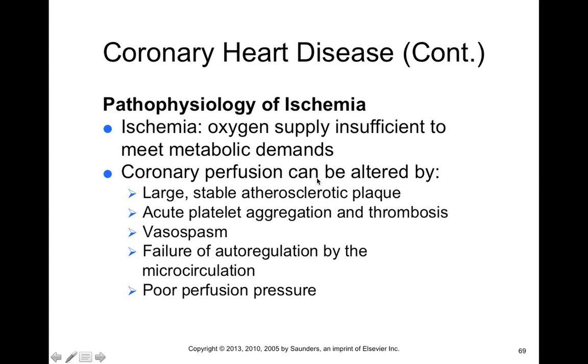Now, coronary perfusion or blood flow can be altered by large stable plaques, which might just occlude the vessel lumen, or platelet aggregation and thrombus formation. Otherwise, vasospasms can also lead to a temporary form of ischemia, as can failure of autoregulation of the microcirculation, where blood might not be diverted appropriately to the parts of the heart that need it the most, or even poor perfusion pressure, where if someone's blood pressure is too low, there may not be enough pressure to have adequate blood flow through that blood vessel to supply downstream tissues.